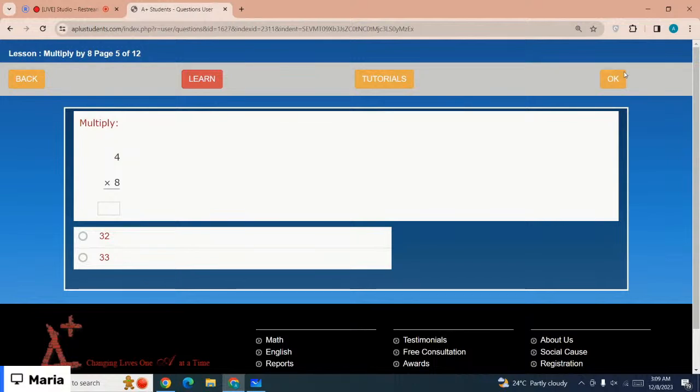8 times 4, which is the correct option? You can do 4 times 8, right? So 4 times 8 and 8 times 4, they both are exactly equal, right? So let's just count 8 until 4. 8 times 1 is 8, 8 times 2 is 16, 8 times 3 is 24, and 8 times 4 is 32. The correct option is 32. Got it?